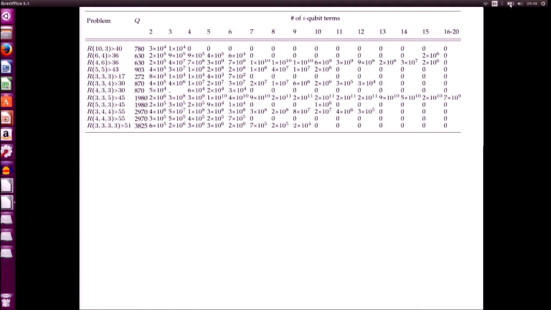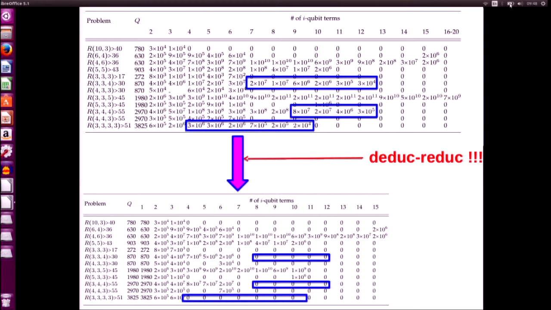So this is our list of Ramsey numbers, which are unknown, and the number of x-qubit interactions that we need to find all of these different Ramsey numbers. If we apply this scheme for reducing multi-qubit interactions using deductions, we call this Deduc-Reduc, then here we see for this Ramsey number, 20 million 7-qubit interactions completely eliminated. 30,000 12-qubit interactions completely eliminated. The classical pre-processing time is 0 compared to the time it takes to actually find the ground state.